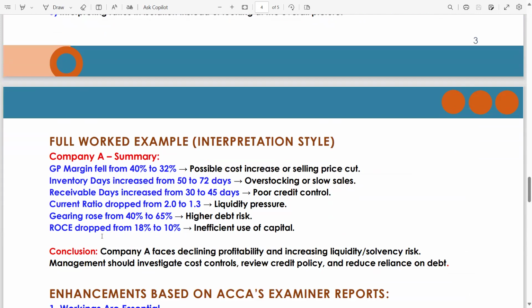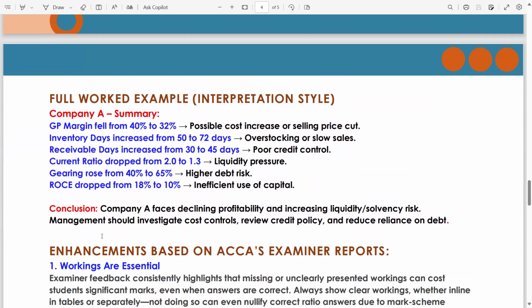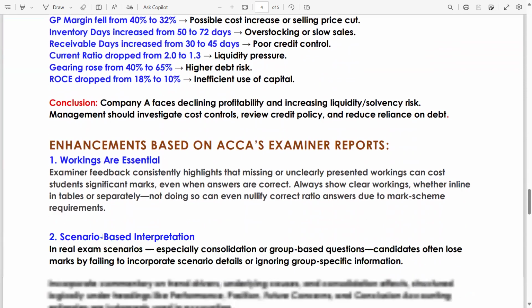ROS dropped from 18 to 10%, which means inefficient use of the company's capital. Now, in the end, there is a conclusion. Company A faces declining profitability and increasing liquidity and solvency risk. Management should investigate cost controls, review credit policy for receivables, and reduce reliance on debt to improve the gearing ratio.